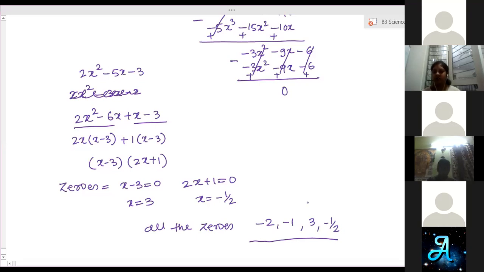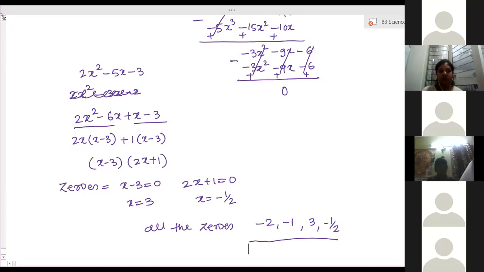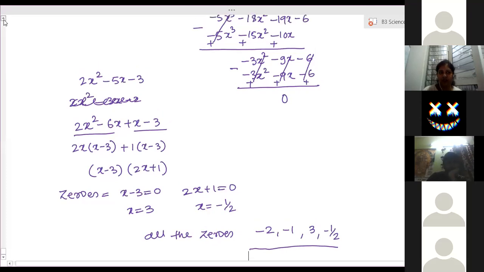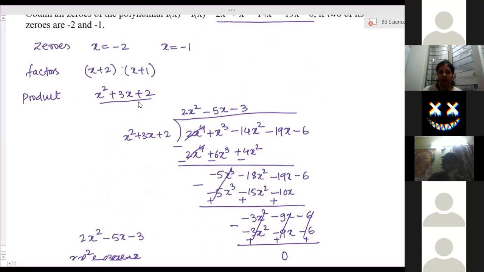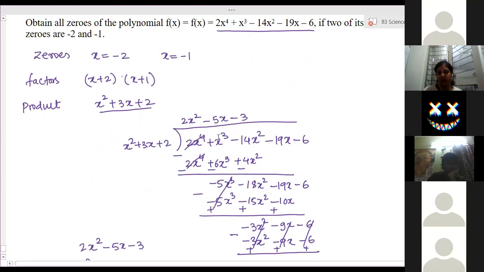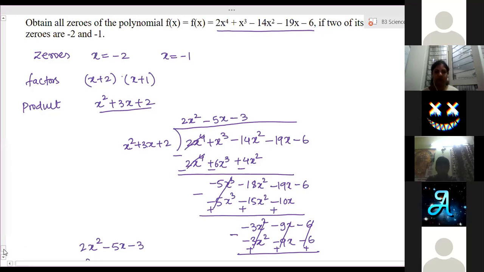Able to understand? Yes, ma'am. So what you have to do: see what zeros they have given, find the factors, multiply them, and with that product divide the given polynomial. You will get the quotient, which will again be a quadratic polynomial. Then factorize it and equate the factors to 0 to get the remaining zeros. Clear? Yes, ma'am.